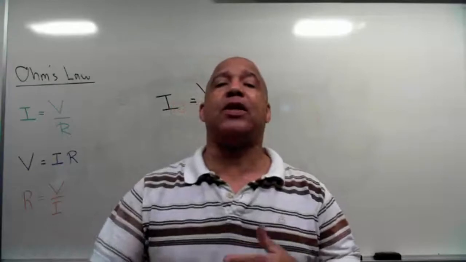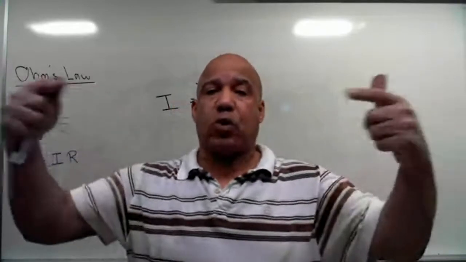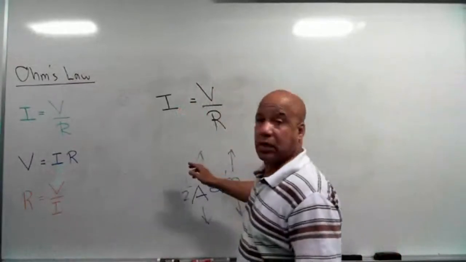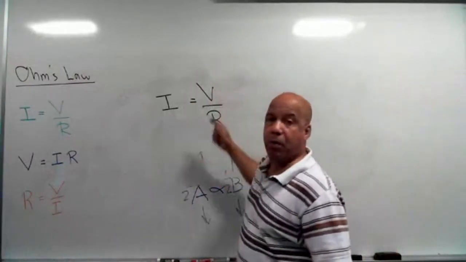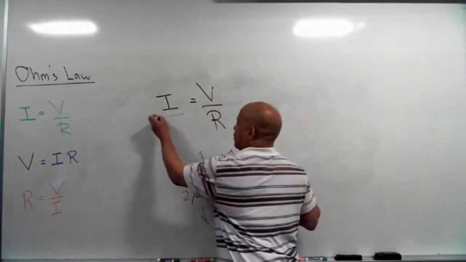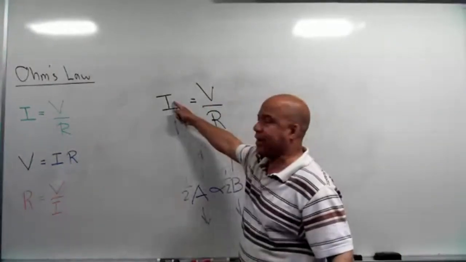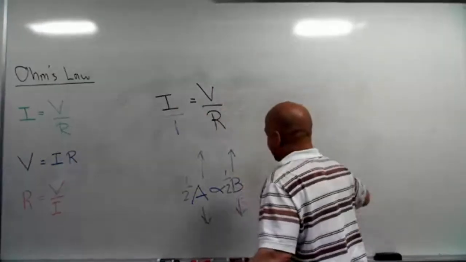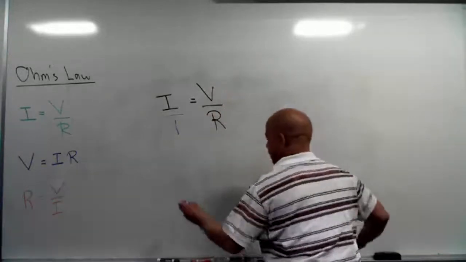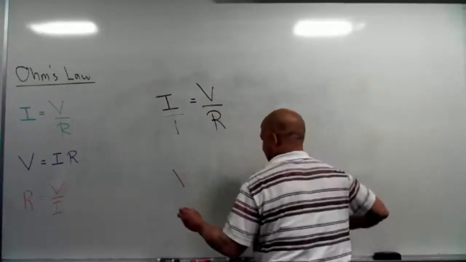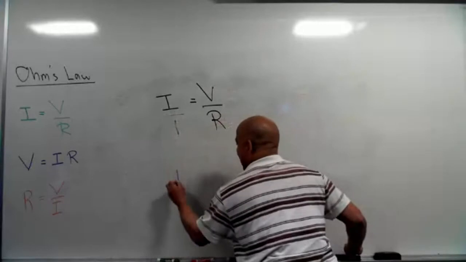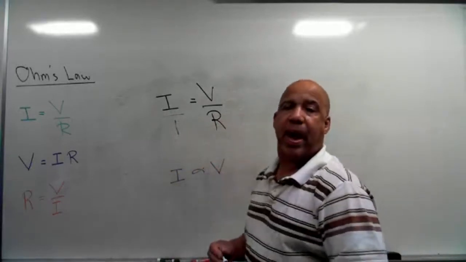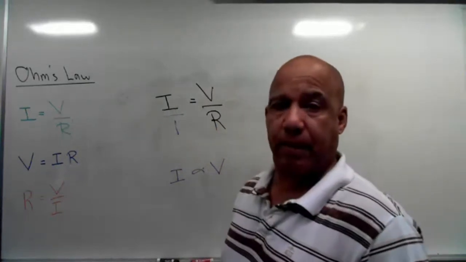Now, how do you know when two quantities are directly proportional? Well, both of those quantities will either be both in the numerator or both in the denominator. And so when I look at Ohm's law, I see that I and V are both in the numerator, because remember, I can write this as a fraction. So I can say that I is directly proportional to V.